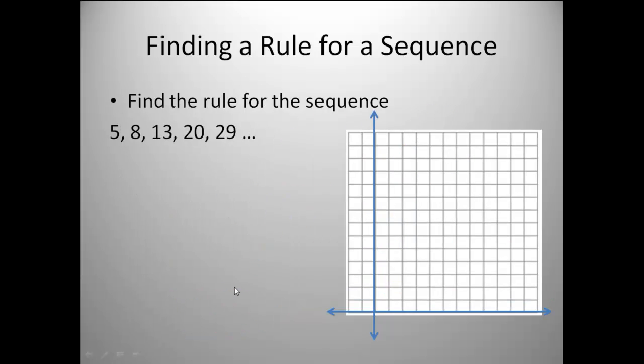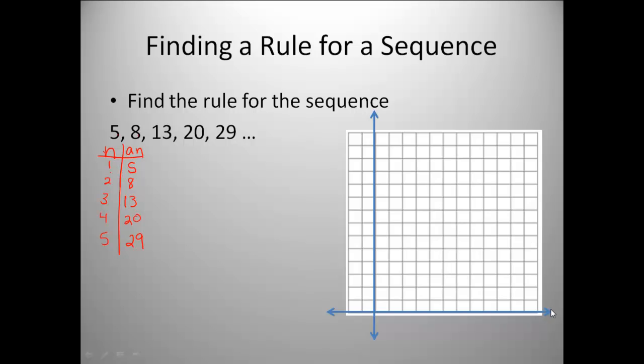Okay, here's a last one for you. So we're going to graph this one again, find the rule for the sequence, and I'm going to go ahead and make my n and my a sub n chart. And my first position is a 5. My second position is an 8. My third position is 13. My fourth is 20. And my fifth is 29.